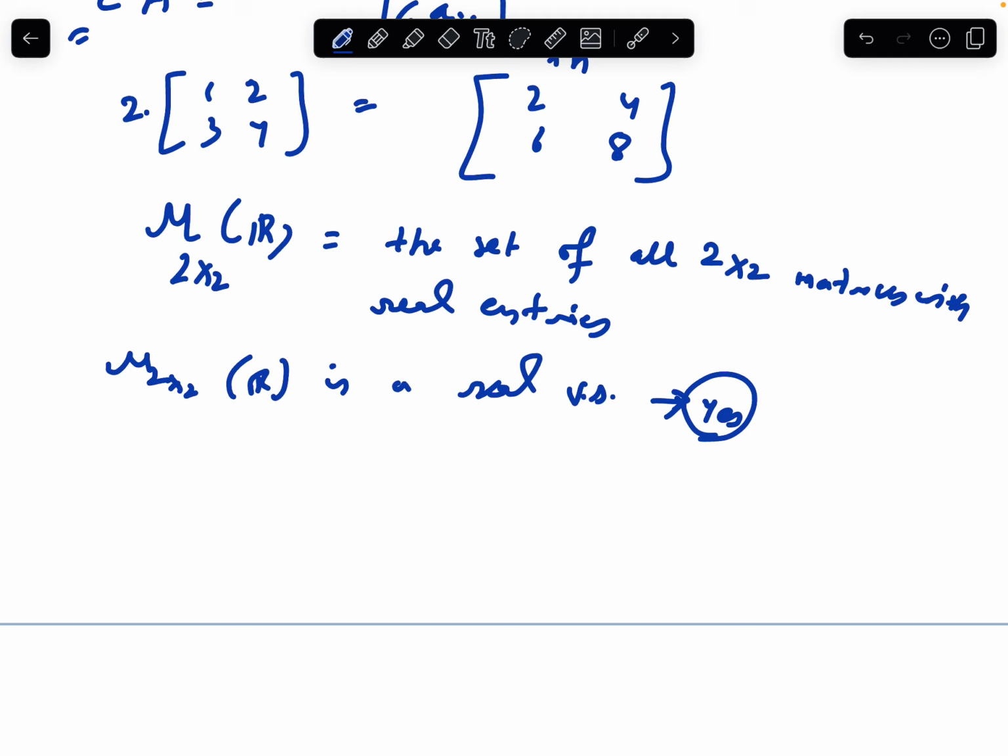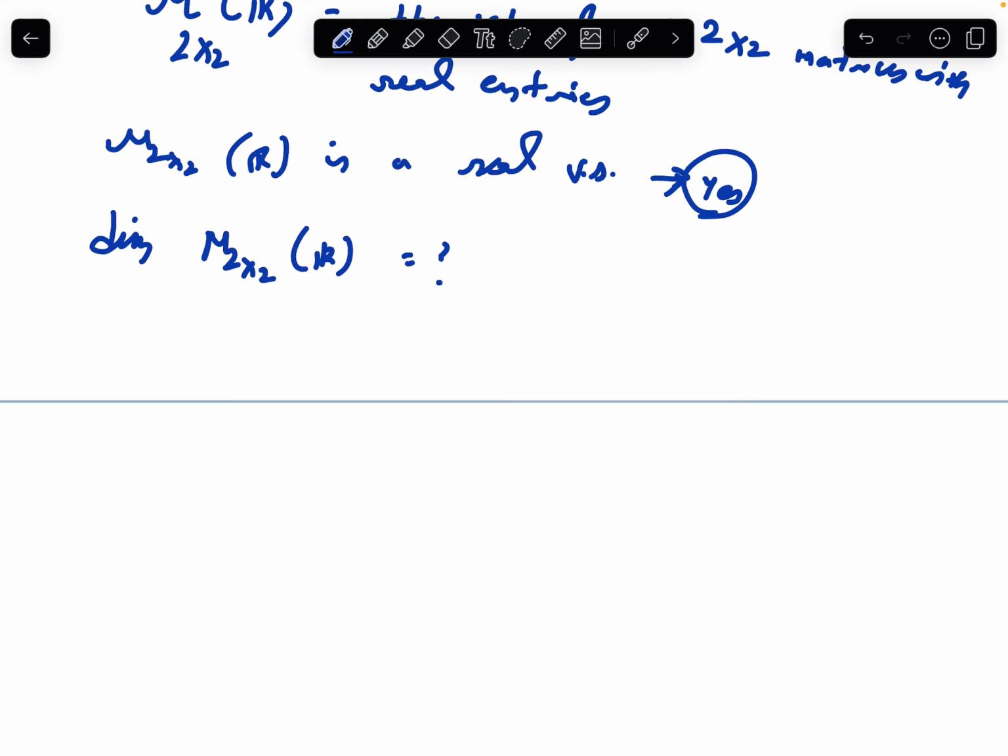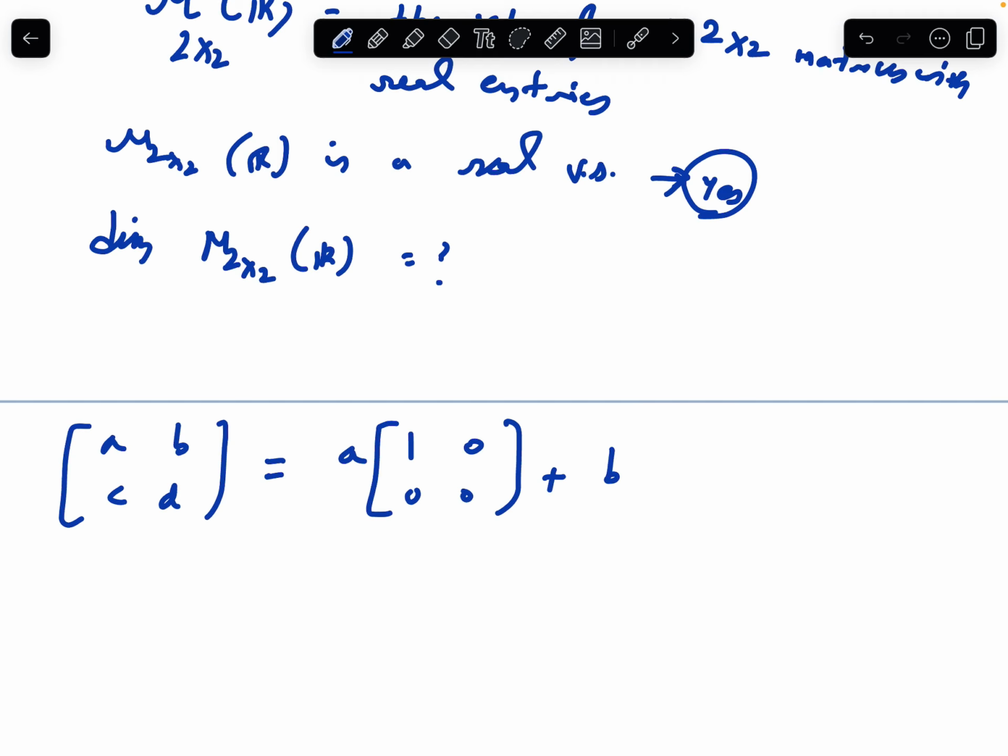Now, what is the dimension of this vector space? Can you tell me the dimension of this vector space? Let's try to find out. So suppose [a b; c d] is a matrix inside M2 by 2. Then I can write it as a times [1 0; 0 0] plus b times the next matrix, plus c times the next, plus d times the last.